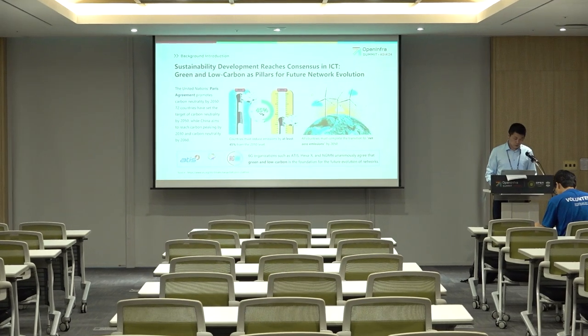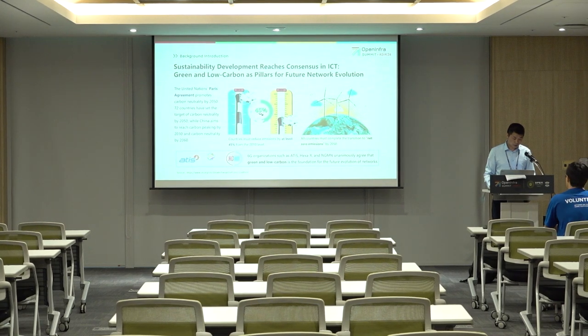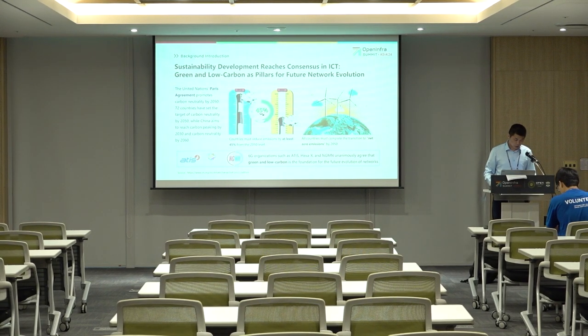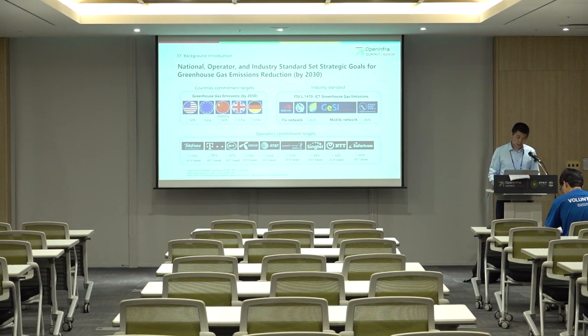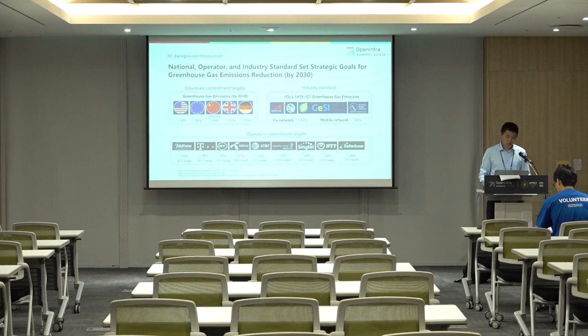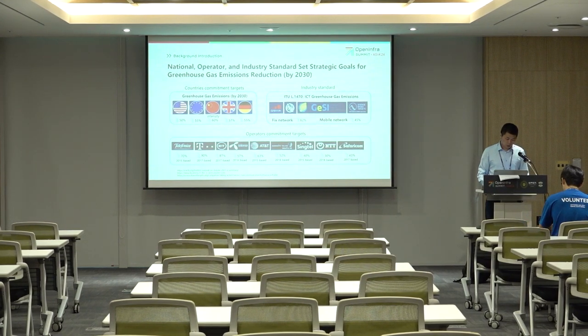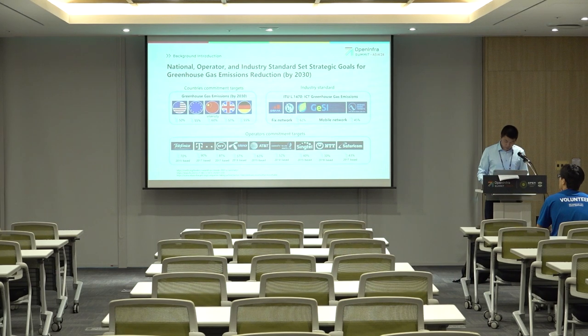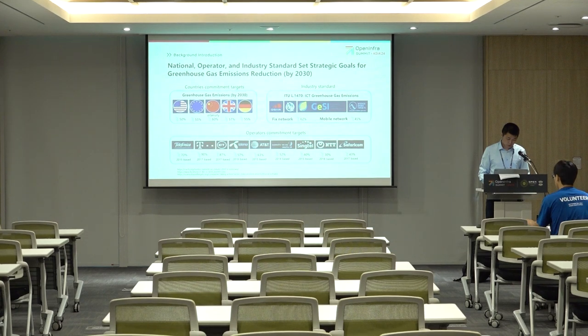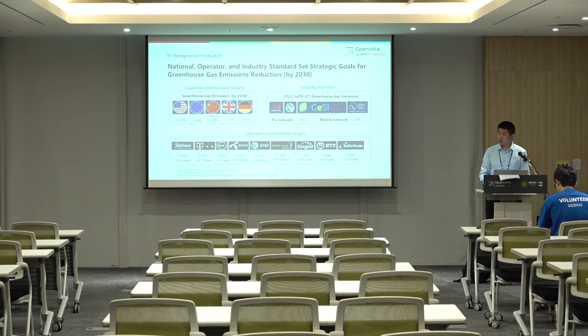As we know from the Paris Agreement, we have the target for low carbon development, with a target to get carbon neutrality by the year 2025, right? And also for the ICT domain, every carrier has their own target, which is faster than the Paris Agreement. So for the operators, they go faster in this domain.